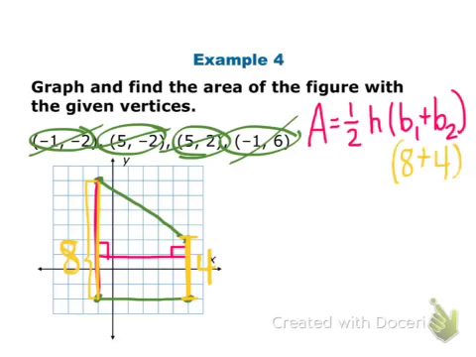And then to find our height, it's going to be that measurement right here in the middle, how high it is or how far it is from base to base. So from base to base, we are going 1, 2, 3, 4, 5, 6. So this is a 6 right here.